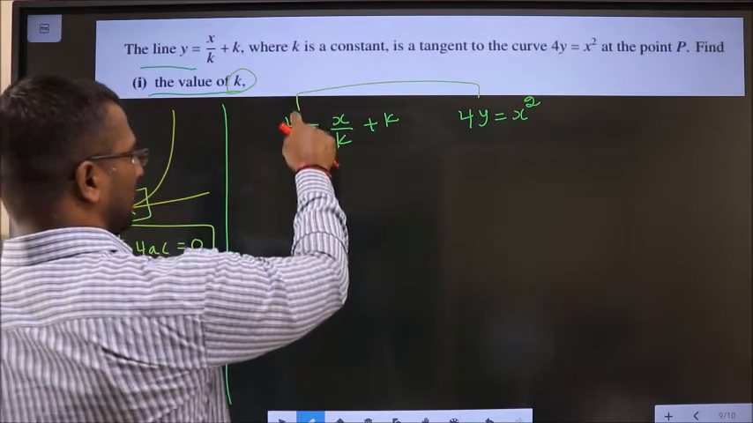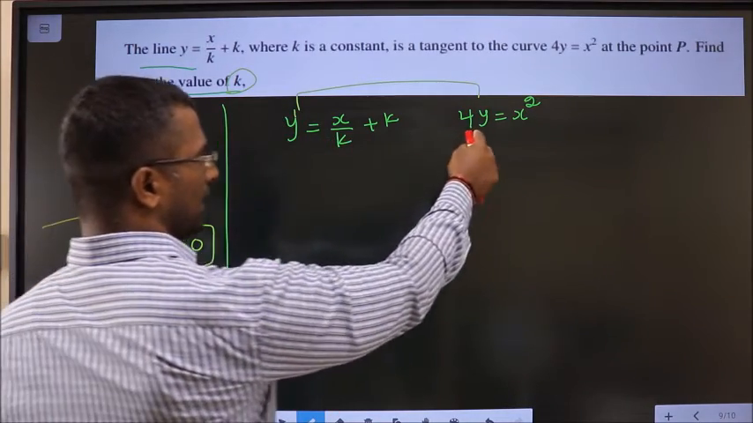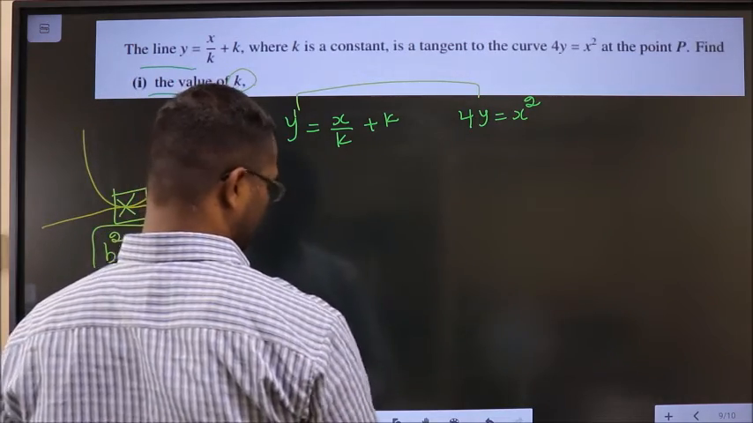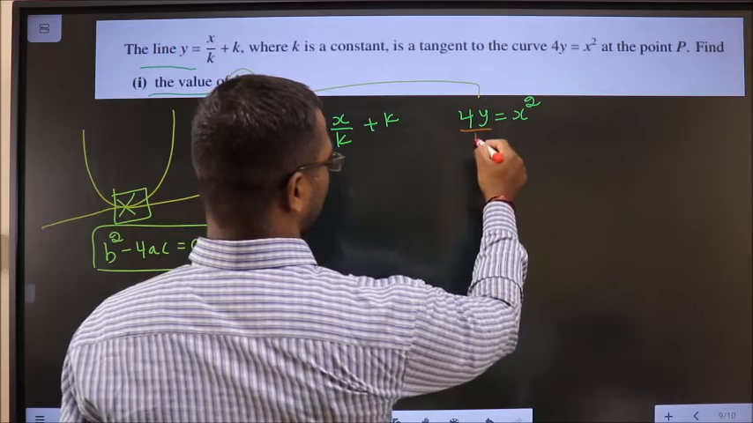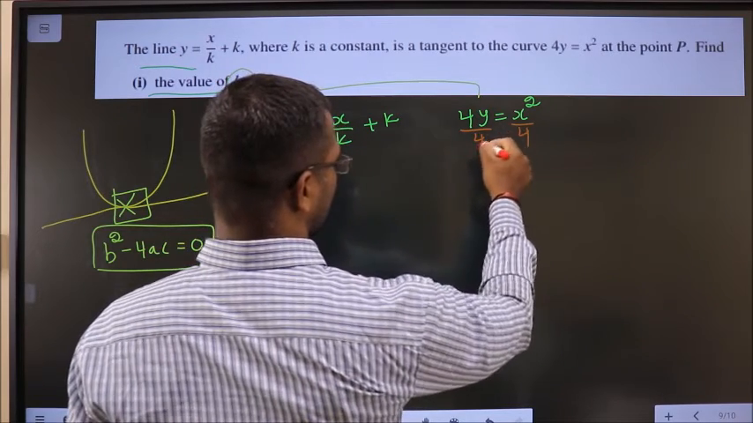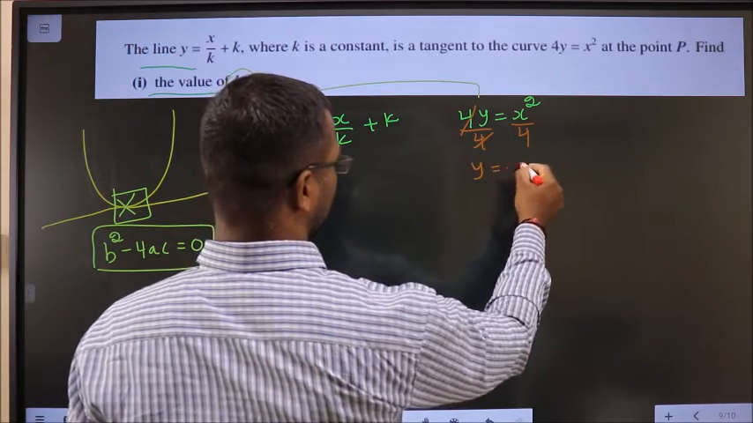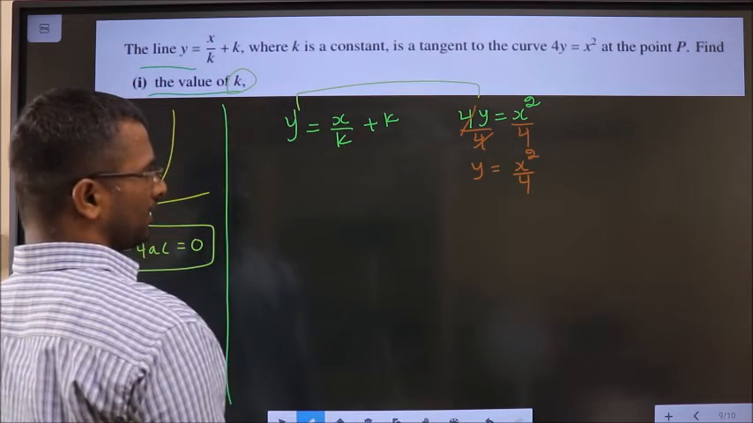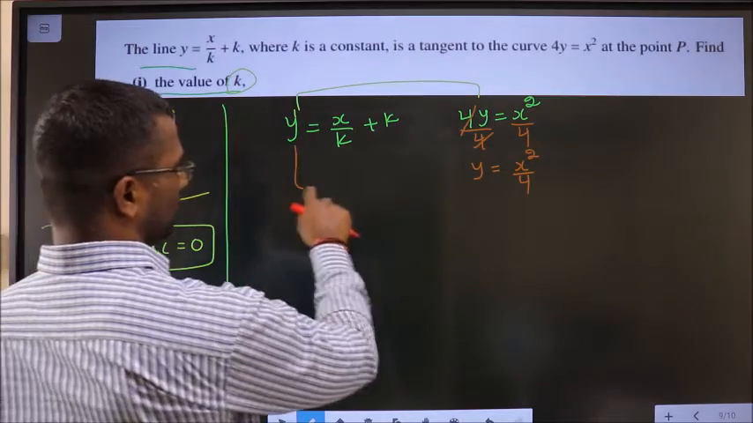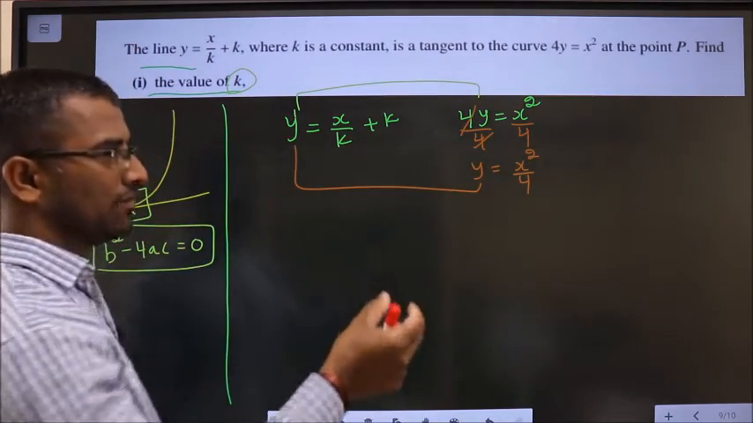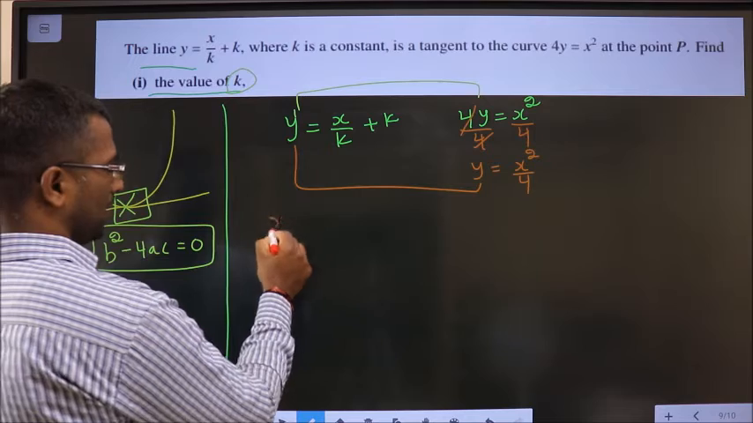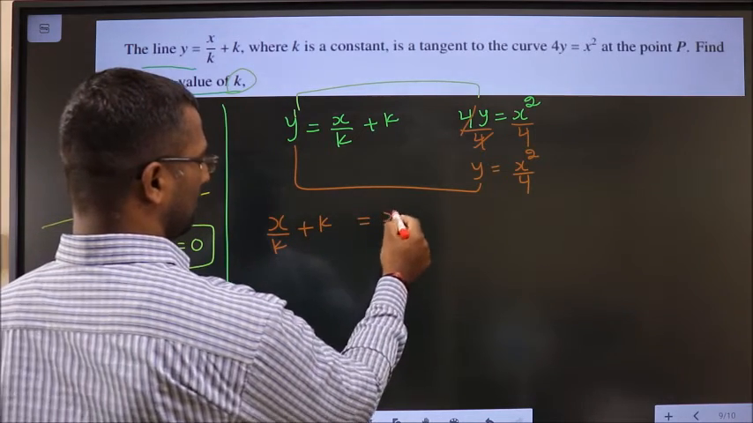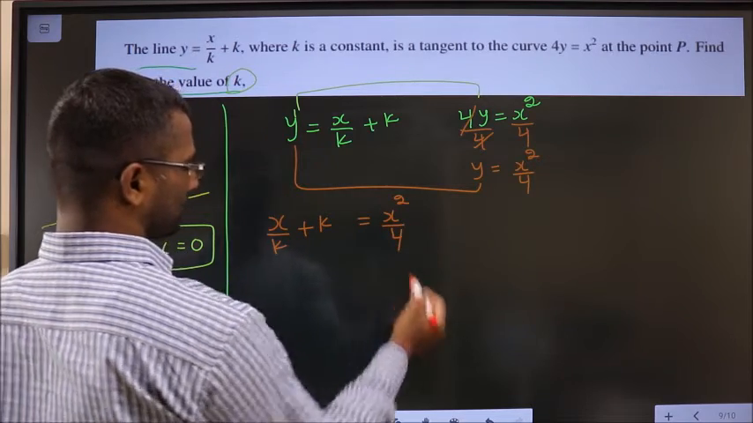Here it is y equal to something, so here also make y the subject. How can I make y the subject? If I divide by 4, this cancels out. Y is equal to x square by 4. Now both of them are y, so equate both. So, what do I get? X by k plus k is equal to x square by 4.